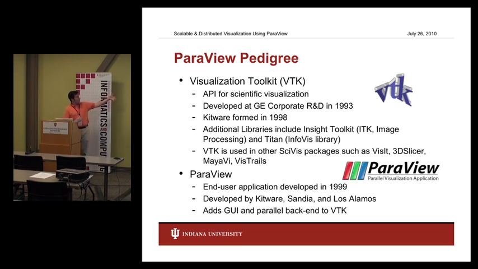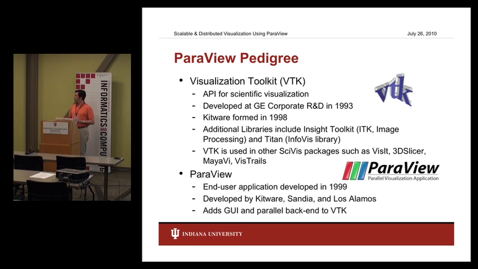And VTK, again being an API, is at the heart of a number of other scientific visualization packages, competitors to ParaView, if you would. If you use VisIt, another really good one, 3D Slicer, MayaVi, VisTrails, these are all building on top of VTK. So if you understand that VTK pipeline and architecture, it makes you able to move easily between those various tools. ParaView's been around itself since 1999.